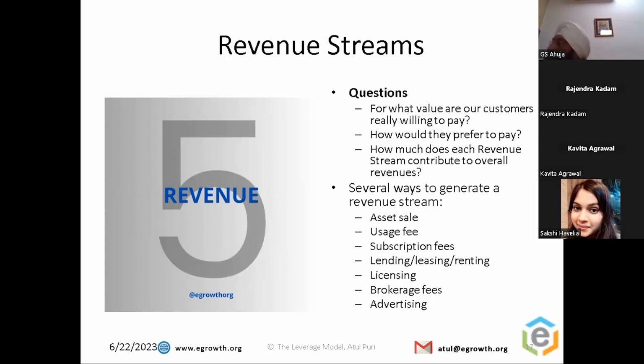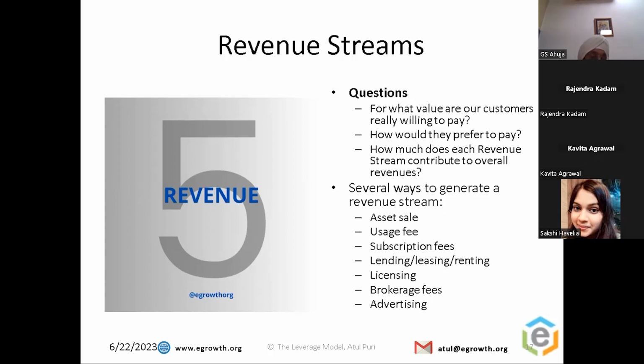And then let us come to the revenue streams. For what value are our customers really willing to pay us? How much would they pay? How much does each revenue stream contribute to the overall revenue?